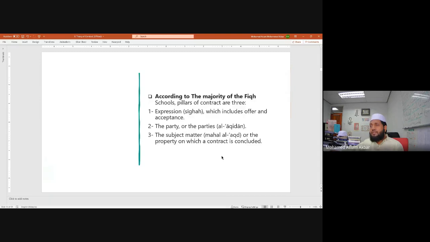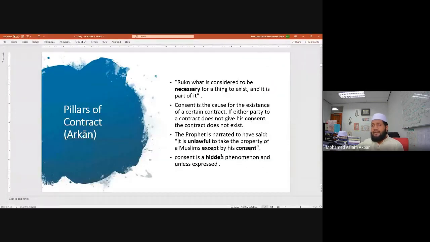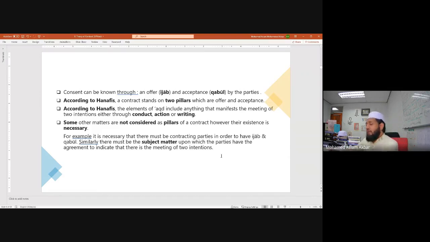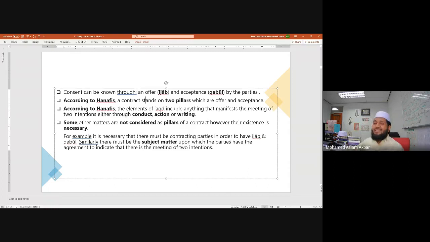Here we are talking about the first pillar. I want you to understand. This is pillars of contract, and what we are talking about here is the consent, which can be known through an offer and acceptance. The consent has to come from the seller and also the buyer. That's why there is an offerer and an acceptor. Let's say you are the seller, offering something to me, and I am the buyer, accepting from you. When you say the phone is 1,000 ringgit, I look into it and then I say, okay, boleh, which means I accept. This is what offer, ijab, and acceptance, qabul, in Arabic, by the parties, are called.